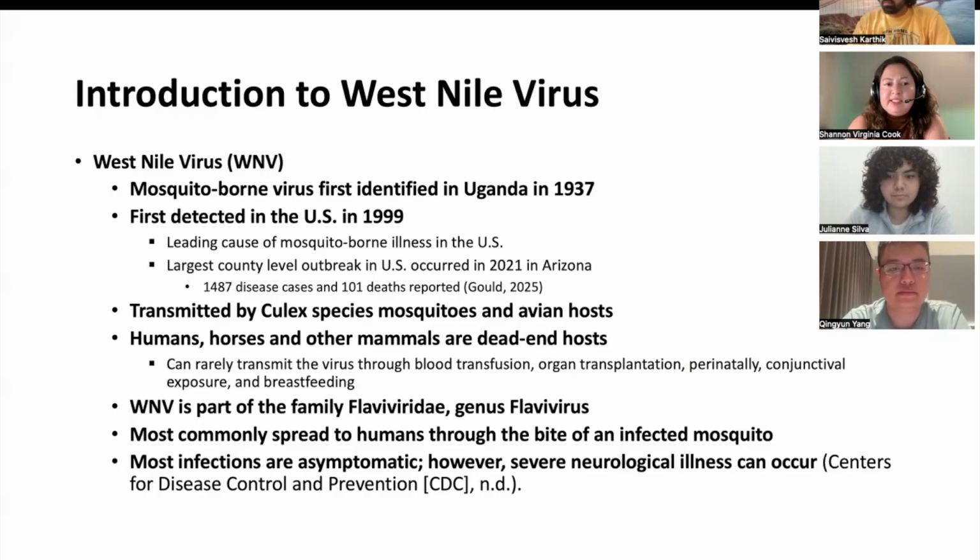This disease is transmitted by the Culex species mosquitoes and through avian hosts. It can move to other mammals, so humans, horses, and other mammals do contract West Nile virus, but they are dead-end hosts. The virus can rarely be transmitted through blood transfusion, organ transplantation, perinatally, conjunctival exposure, and through breastfeeding.